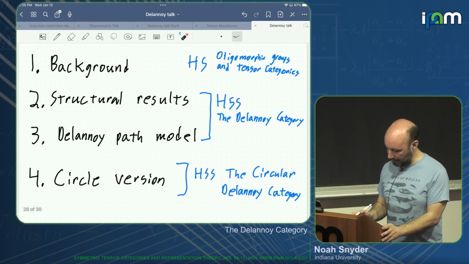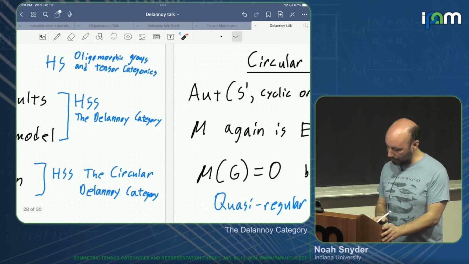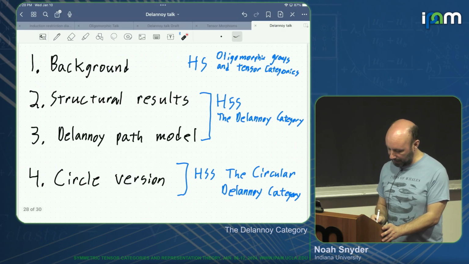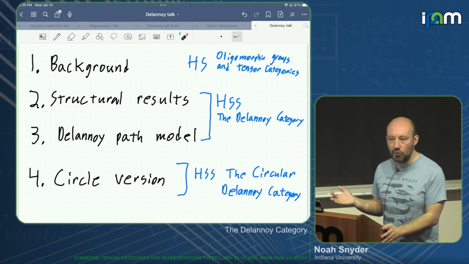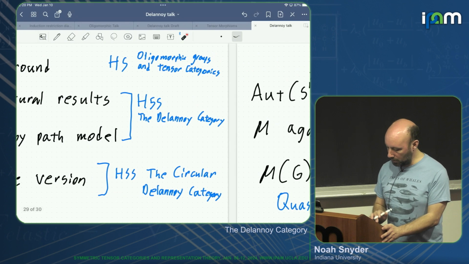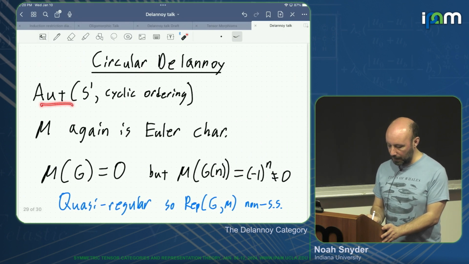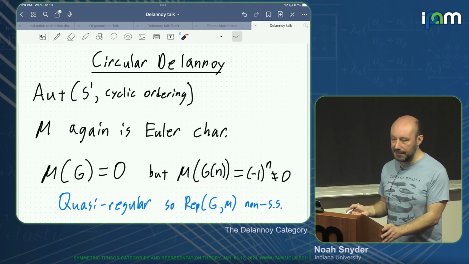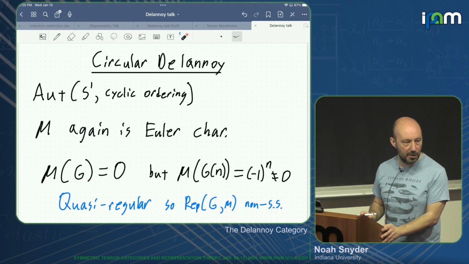And then with my 0 minutes, I just wanted to say, we have another paper about the circle version of all of this. So you instead take your groups to be automorphisms of the circle with cyclic ordering. You again use Euler characteristic. Now the measure of the group is 0. So that's a bit of a problem. But the measure of all the open subgroups are not 0. So this is this quasi-regular case. And so you get an abelian category, but it's not semi-simple.